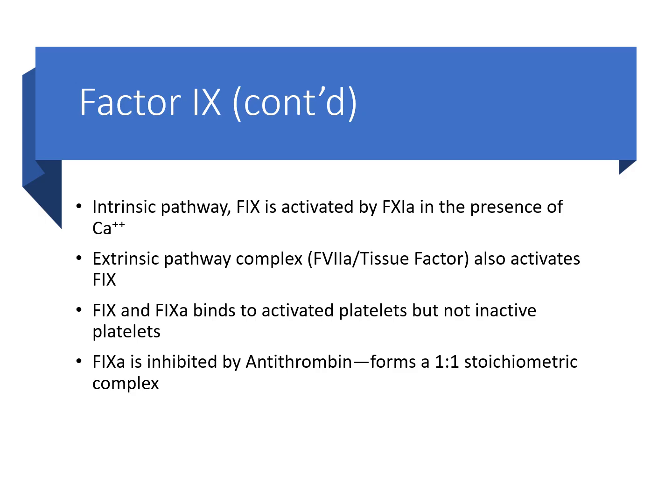So factor IX and active factor IX bind to activated platelets, but it does not bind to inactive platelets. So we have to have that platelet activation before factor IX can bind to them. Active factor IX is inhibited by antithrombin, which is one of our naturally occurring anticoagulants, and it forms a one-to-one stoichiometric complex. So antithrombin binds to activated factor IX to prevent it from catalyzing further coagulation.